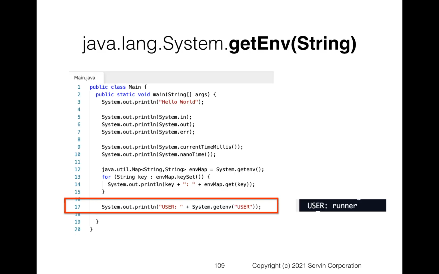Now, speaking of that, suppose you wanted to get a specific environment variable instead of getting all of them. Well, here we could do java.lang.System.getEnv and give it a string of the one we're looking for. So notice at line 17, if we say System.out.println, and I'm looking up USER, I can say System.getEnv of USER, and it will return to me whatever value that has. And in this case, it has the value of runner. So when you're running things in this particular environment, your user is literally called runner.